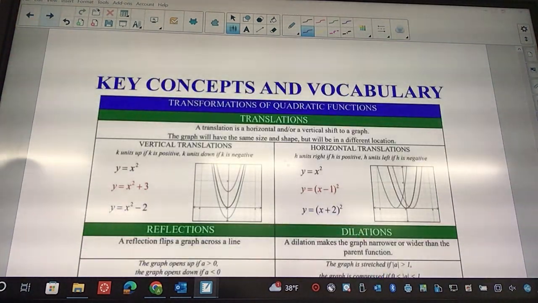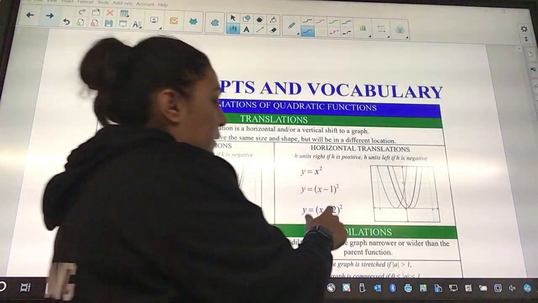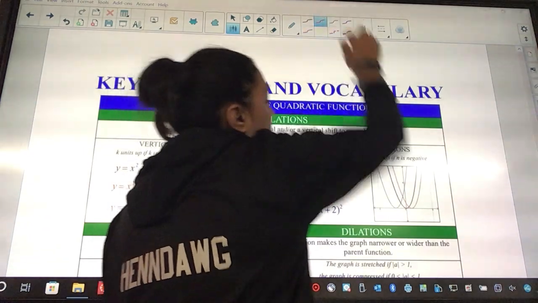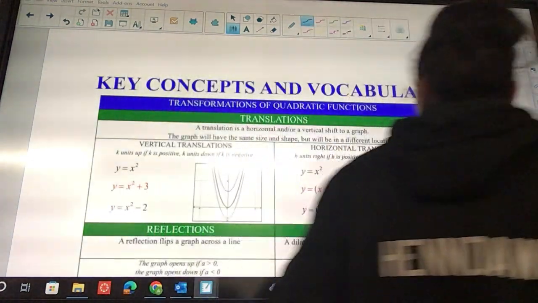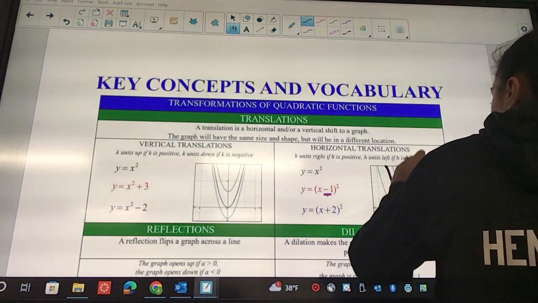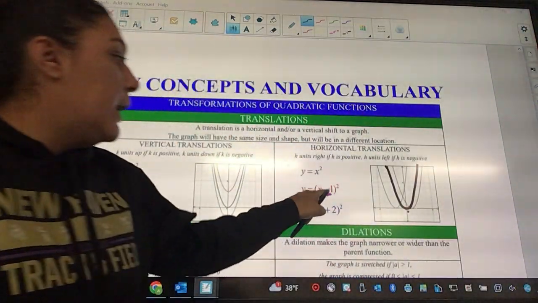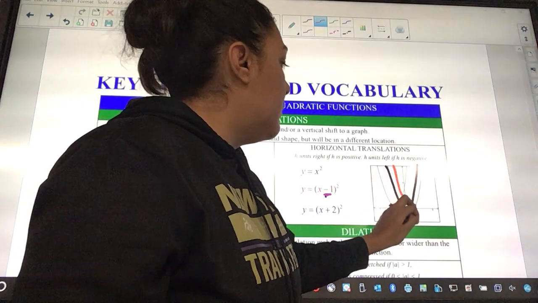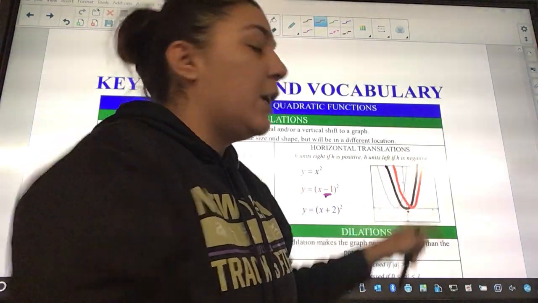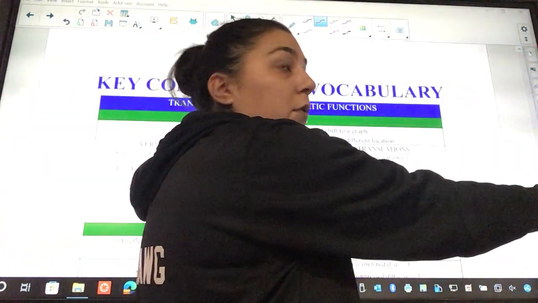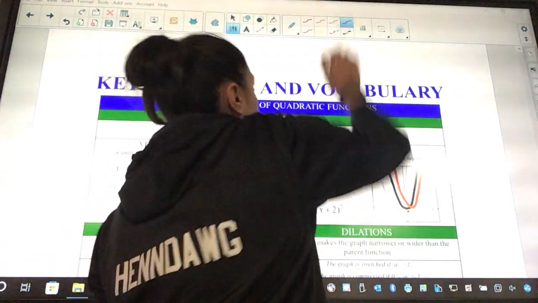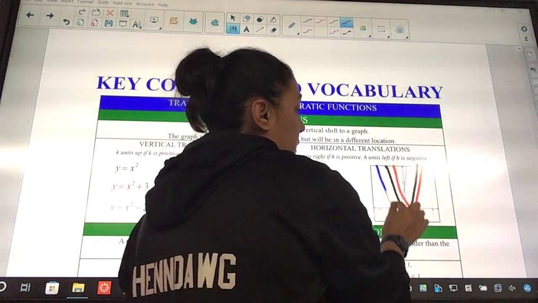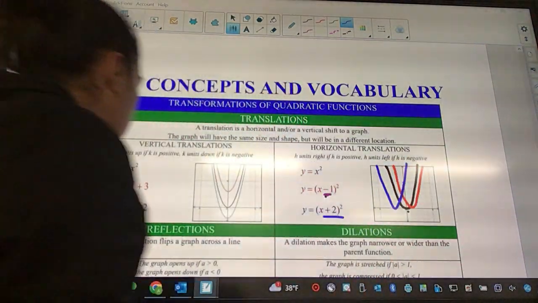Okay, so if we look at this, again, see how there's a -1 on the inside of here? You can see on here, the black one, that's our mom and dad graph. It started at 0, 0. The -1 made our graph, from 0, 0, we went over 1 and then we graphed it. Our U shape moved over 1 this way. If there's a +2, it moved from the black one over 2 units this way.